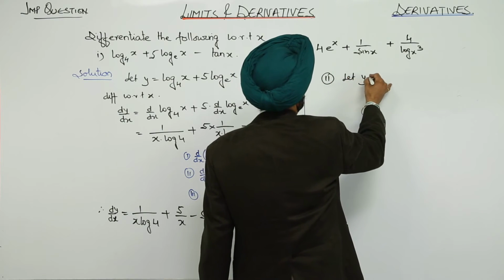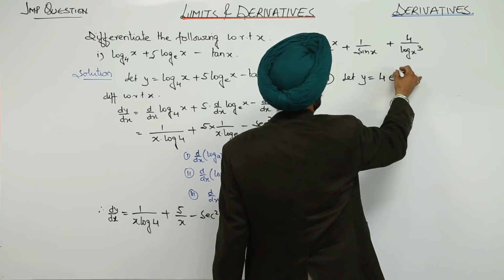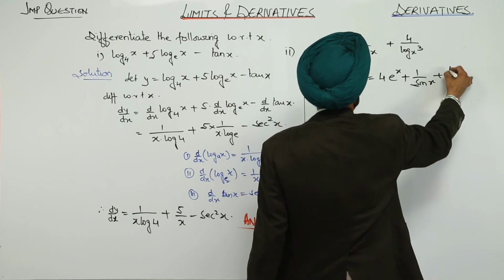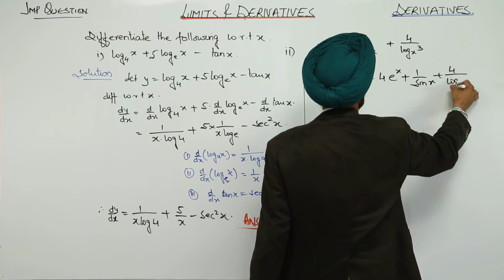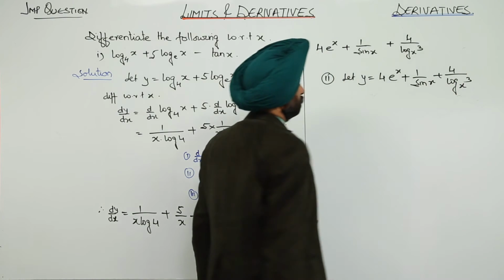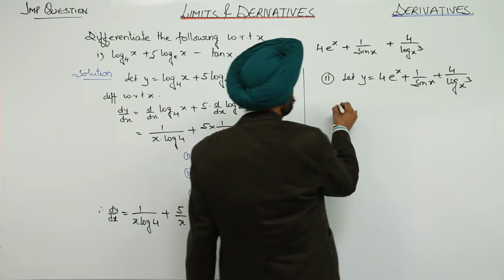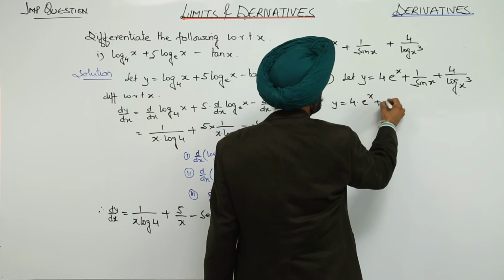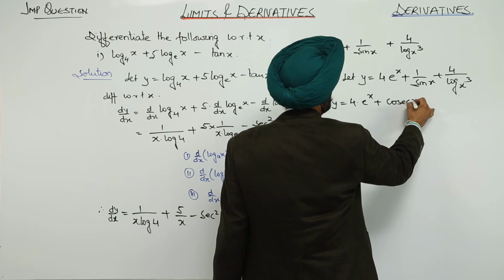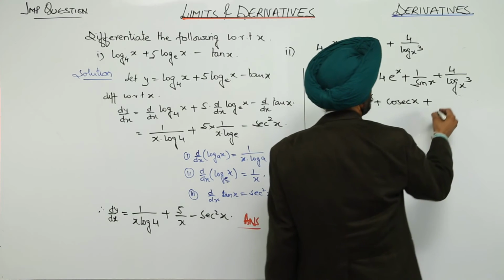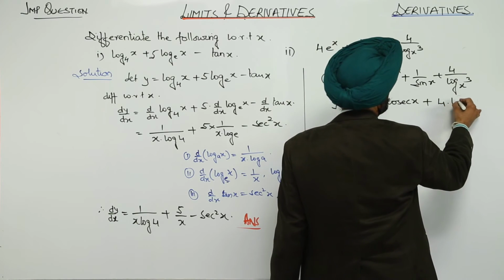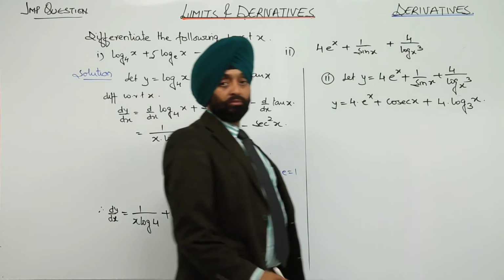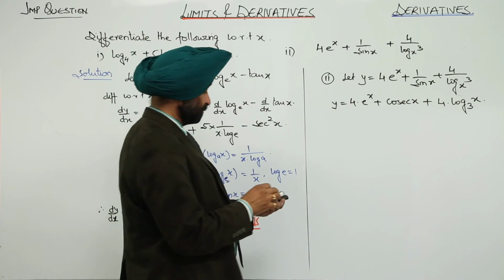let y is equal to 4 e raised to power x plus 1 upon sin x plus 4 upon log x with base 3. Now to this, what we can write is, y is equal to 4 e raised to power x plus cosecant x plus 4 times log base 3 x, changing the base rule.